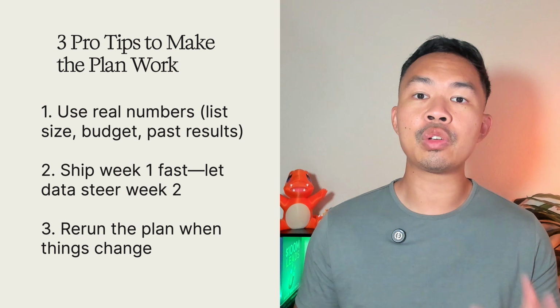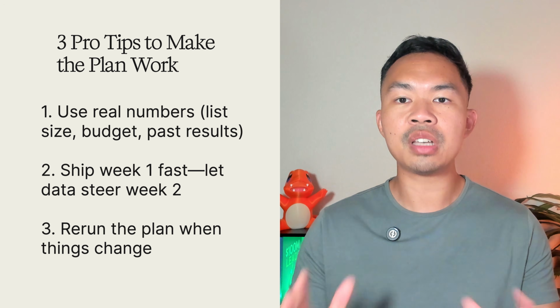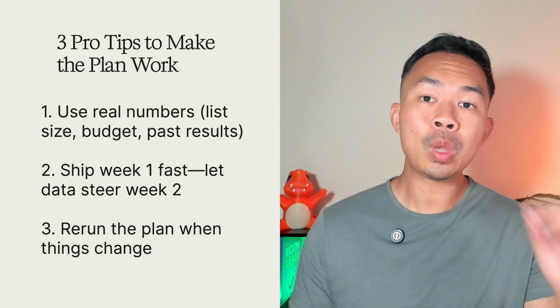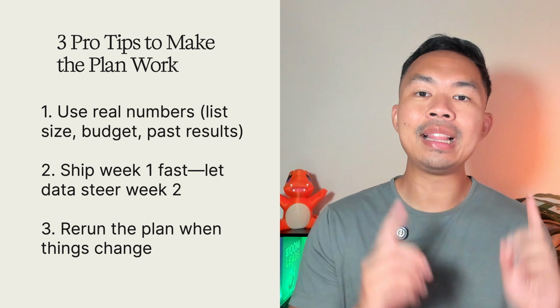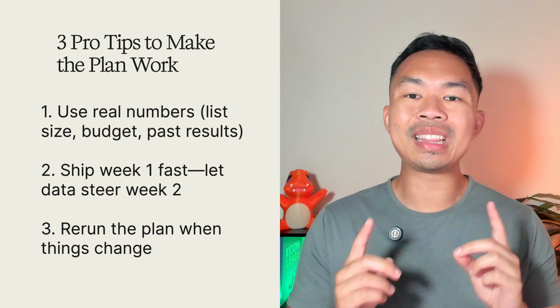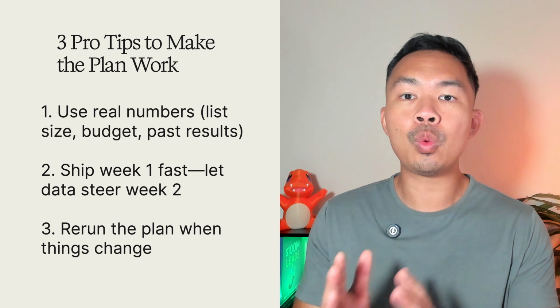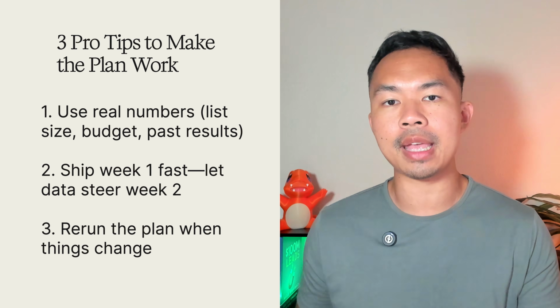The second tip is to remember that the plan is not the campaign. Don't build all 6 weeks of content at once. Ship week 1 fast, look at the numbers, and let the real data steer week 2. The third tip is to rerun the plan when things change. If week 2 flops or a new offer lands, paste in what happened and ask Claude to update the plan. A plan that never changes is just a wish.